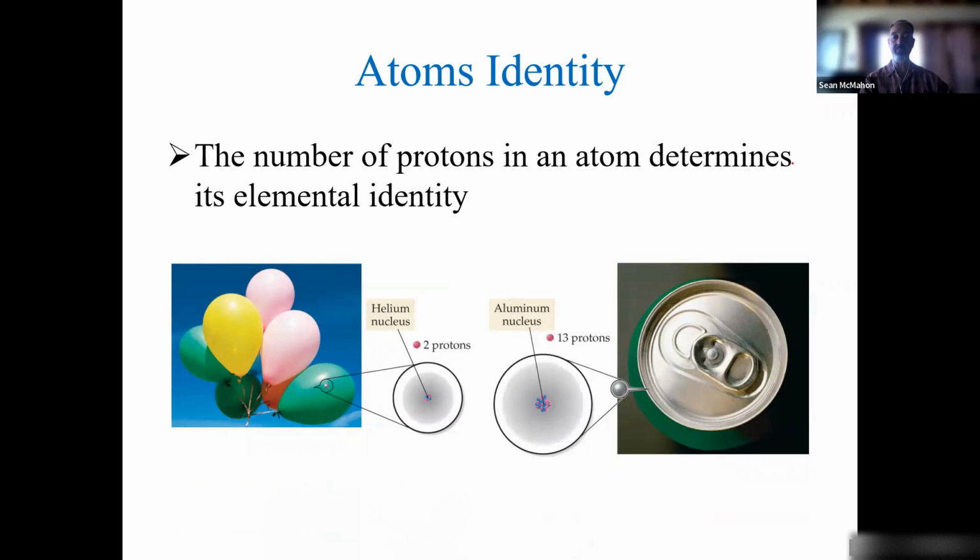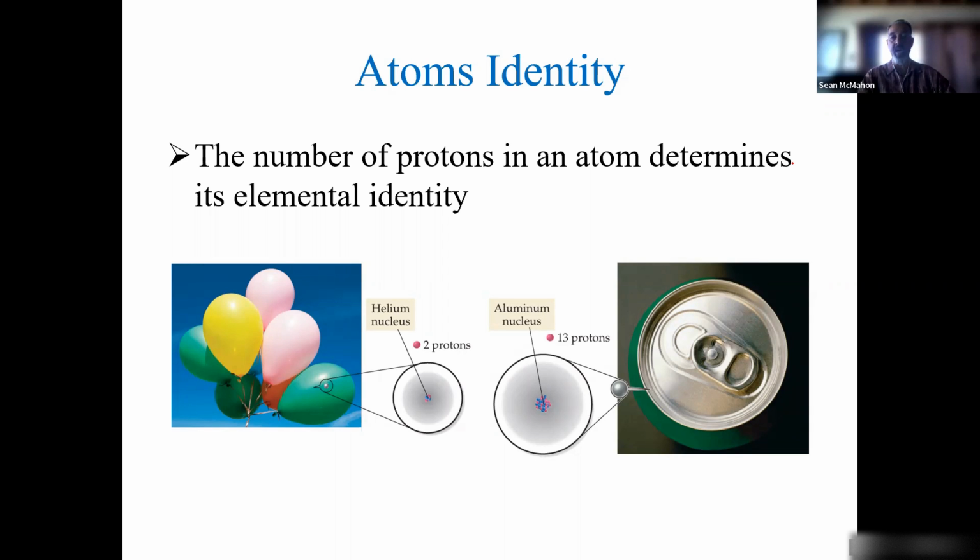So helium, right? Helium has 2 protons. So all helium atoms have 2 protons. That's what makes it helium. That's why on the periodic table, it was the second element listed with a 2 on the top. Aluminum has 13 protons in the nucleus. That's what makes it aluminum.